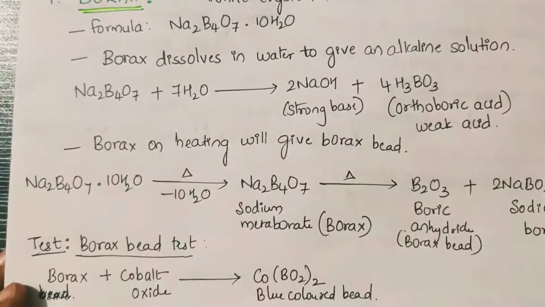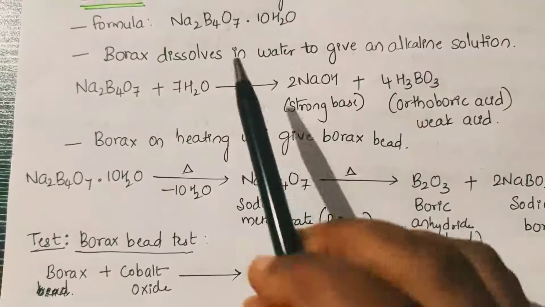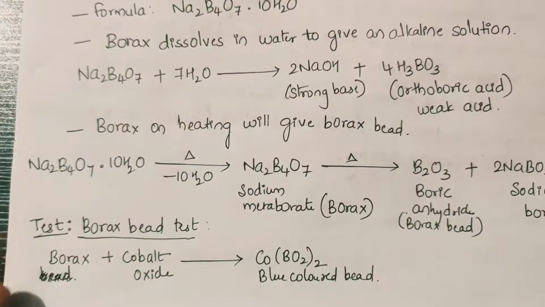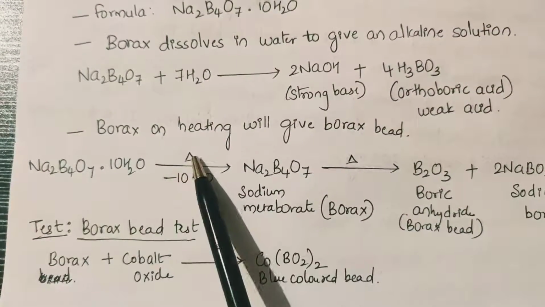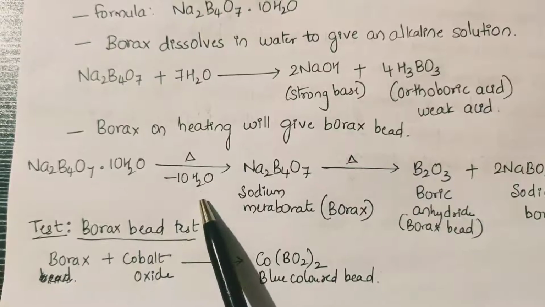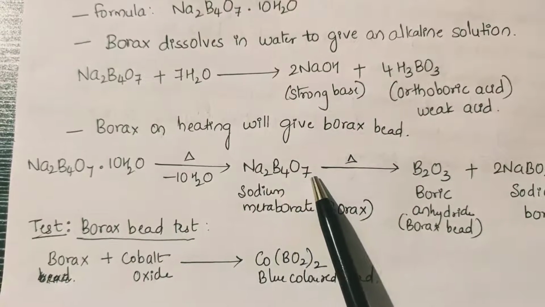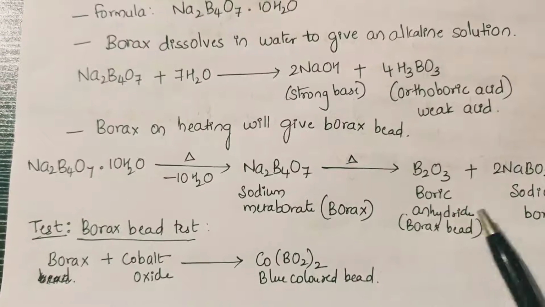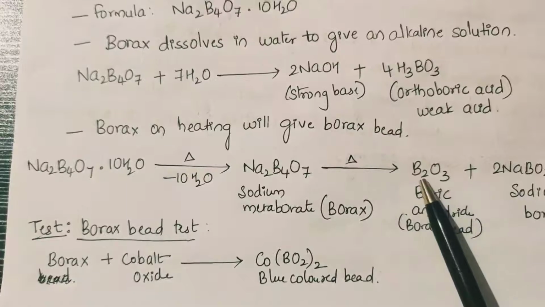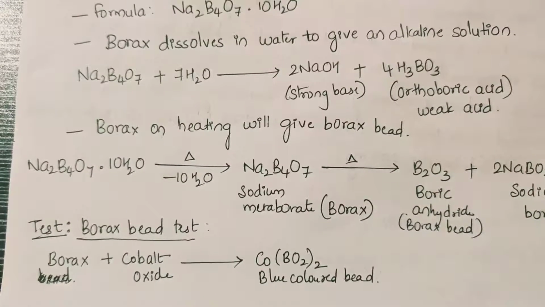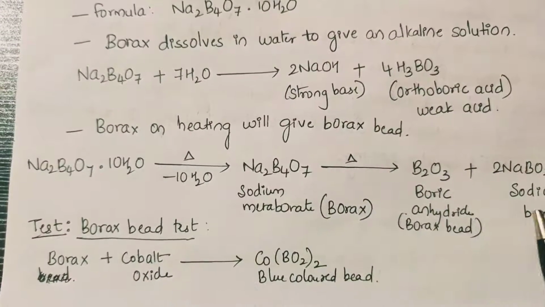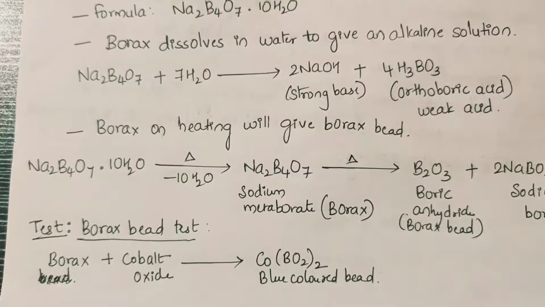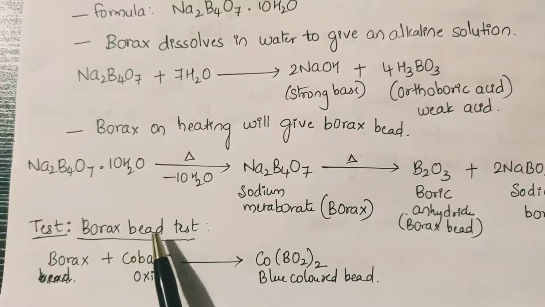If you heat borax, which we all know has 10 water molecules, obviously this water will be lost. So you heat borax, these 10 water molecules are lost to give Na2B4O7, sodium metaborate. Further heating will give you boric anhydride and sodium metaborate, B2O3 and NaBO2. After heating you get boric anhydride, which is also called the borax bead. A test is named after this, called the borax bead test.